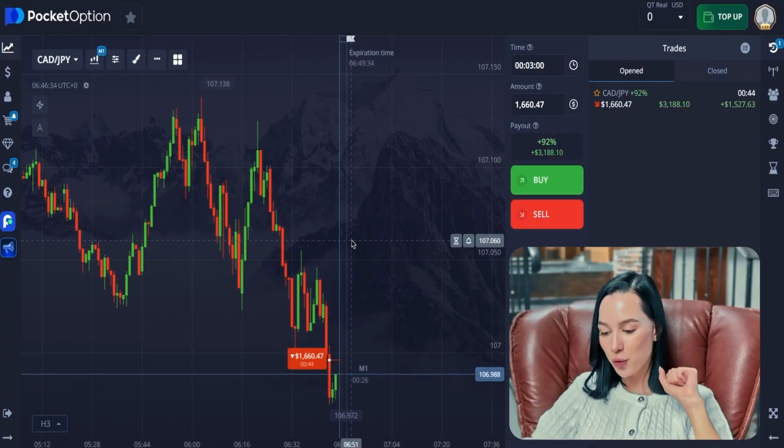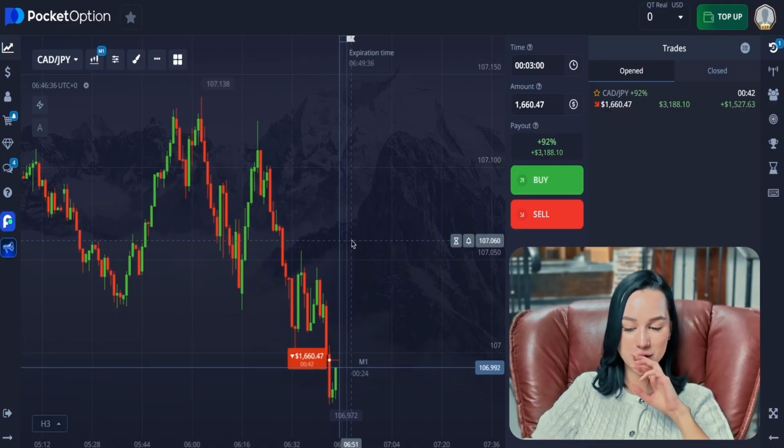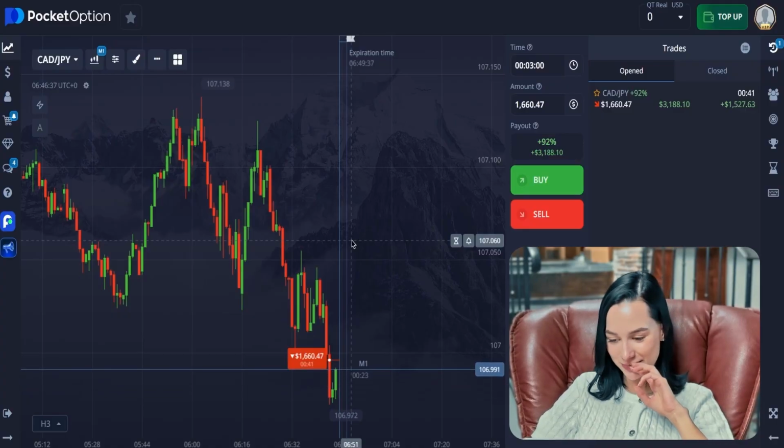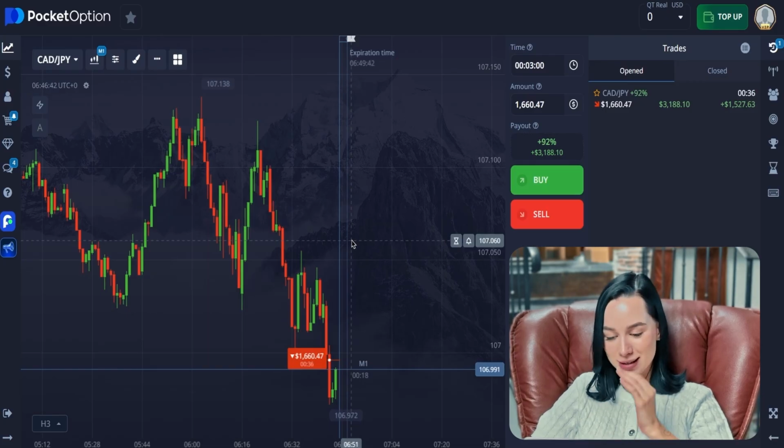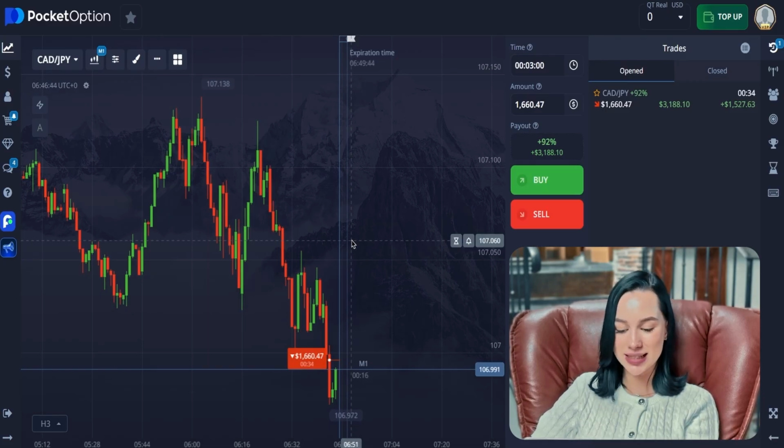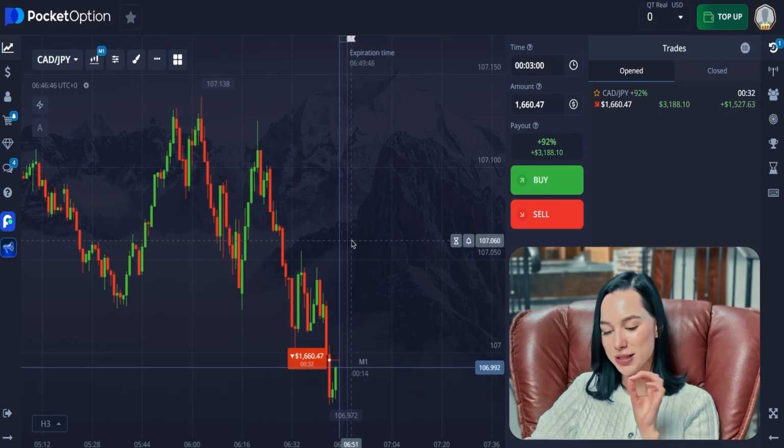So guys, for now we have 43 seconds until the end of the trade. I'm really excited. Oh my god. I was just literally looking at this trade, not talking, just because I'm so focused, and it's kind of close to our entry point right now. So I hope it's gonna be great.